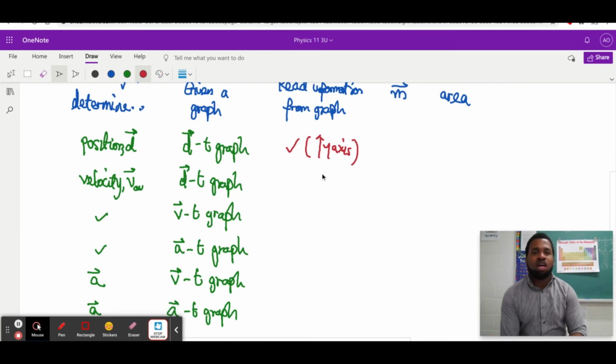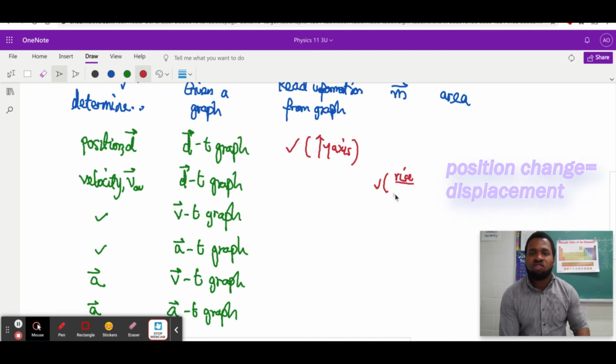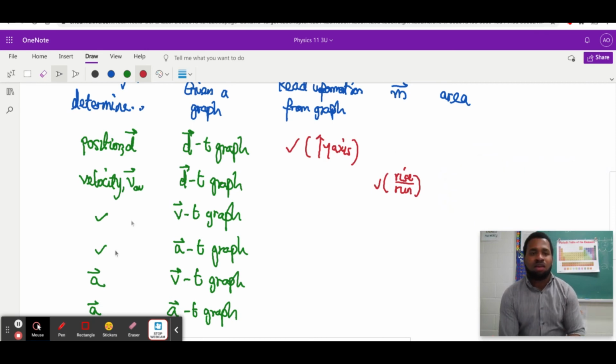Now, the next one here is for the velocity. How do we determine the velocity given the specific position time graph? And in this case here, we do need to do the slope of our specific position time graph, which means either we do rise over run, which in this case rise is going to be our position and our run is at a particular time, or we do the instantaneous velocity in this particular case.